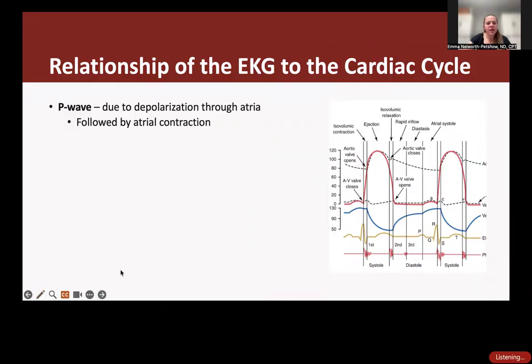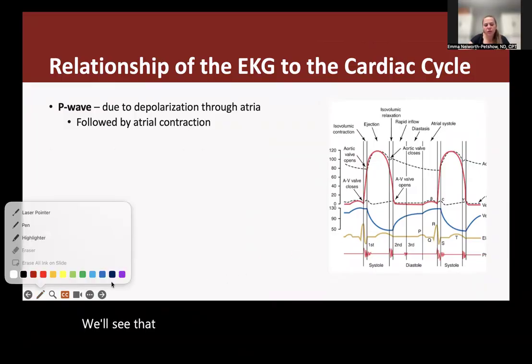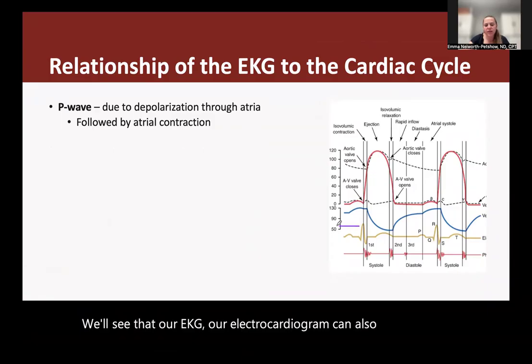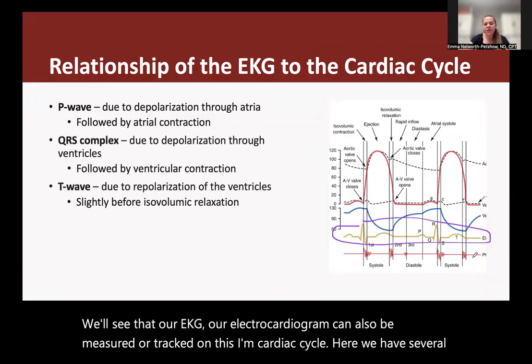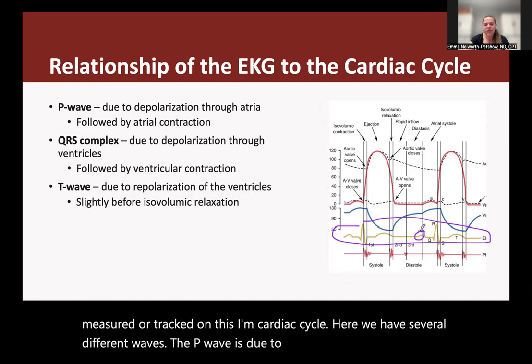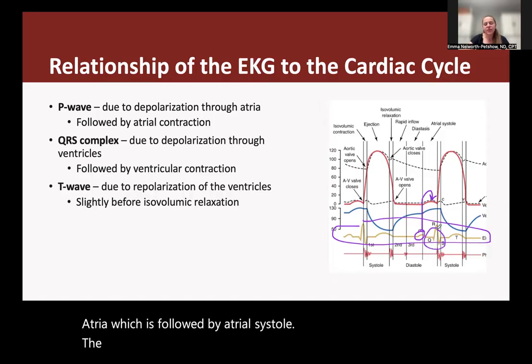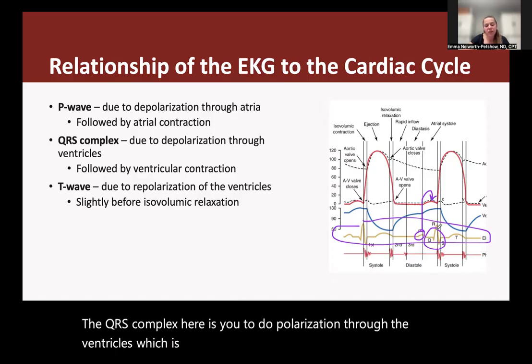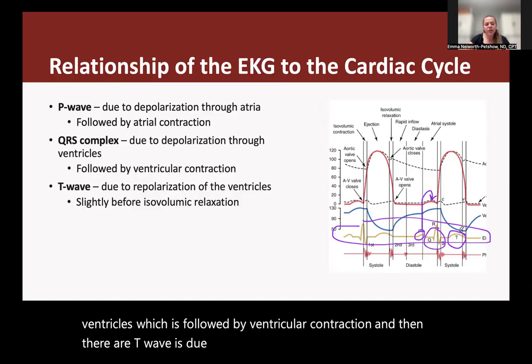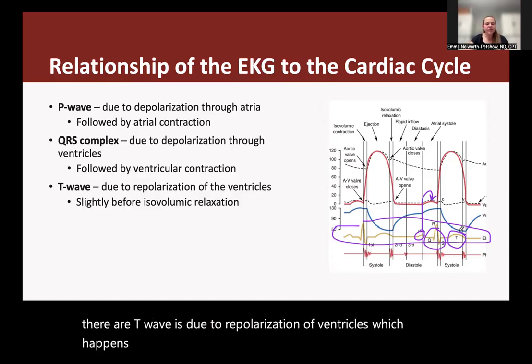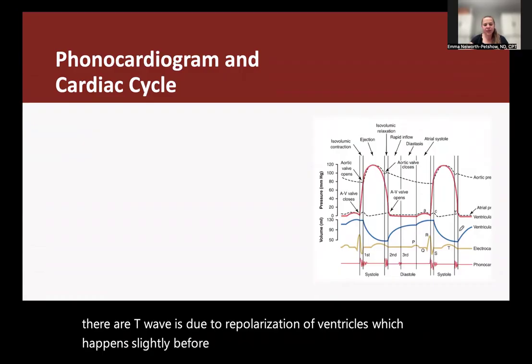We'll see that our EKG, our electrocardiogram, can also be measured or tracked on this cardiac cycle here. We have several different waves. The P wave is due to the depolarization of the atria, which is followed by atrial systole. The QRS complex here is due to depolarization through the ventricles, which is followed by ventricular contraction. And then our T wave is due to repolarization of the ventricles, which happens slightly before isovolumic relaxation.